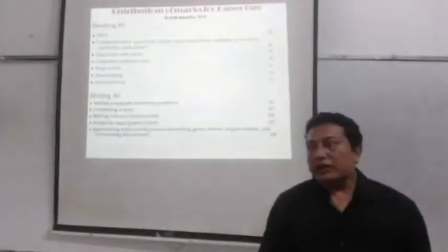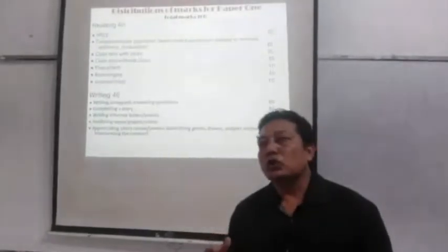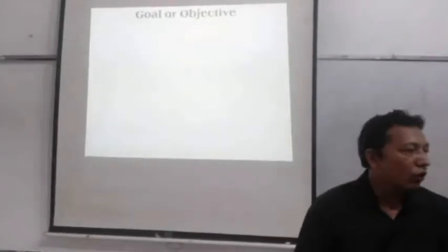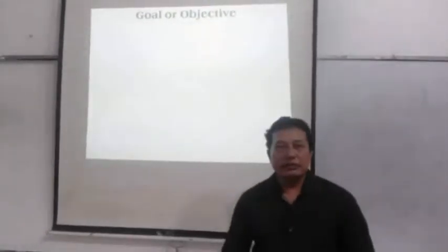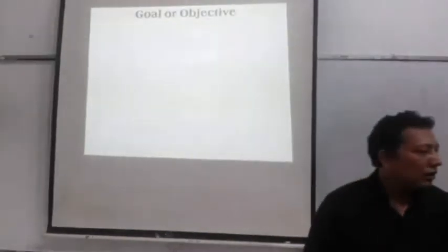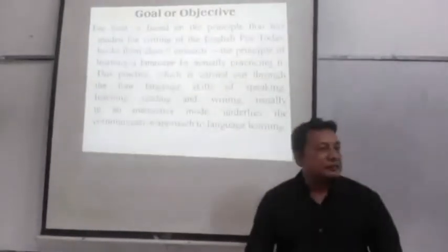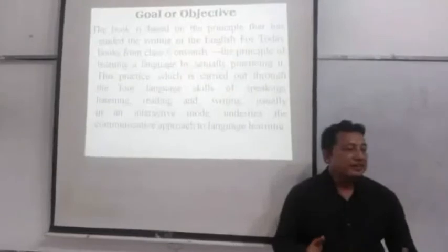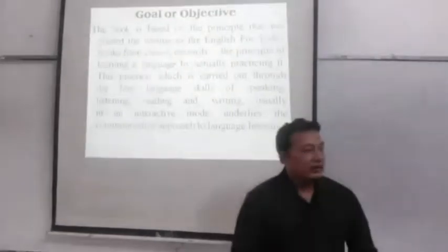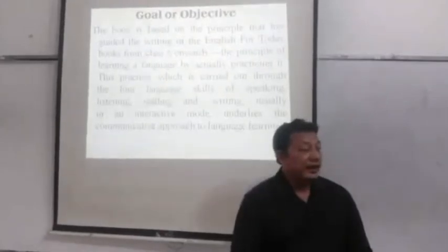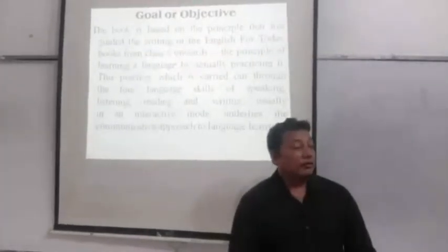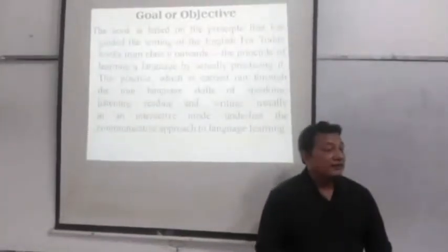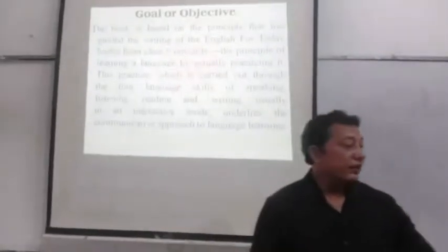And then, my dear students, I would like to focus on the motto or objectives of the syllabus. The goal or objective of the syllabus. The book is based on the principle that has guided the writing of the English for Today books from class 6 onwards. The principle of learning a language by actually practicing it. That means you have to practice. This practice, which is carried out through the 4 language skills of speaking, listening, reading and writing, I have told you before, and usually in an interactive mode, underlines the communicative approach to language learning.